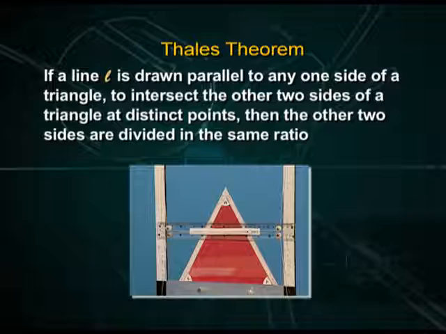This is how we have shown that whenever a line L is parallel to any one side of a triangle, intersecting the other two sides at distinct points, then the other two sides are divided in the same ratio. This verifies our basic proportionality theorem. Thank you.